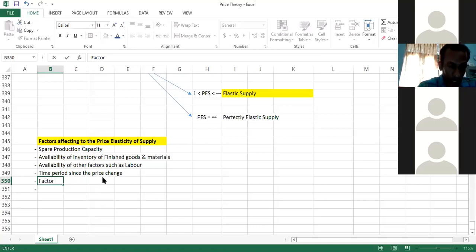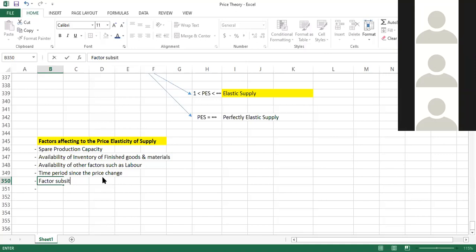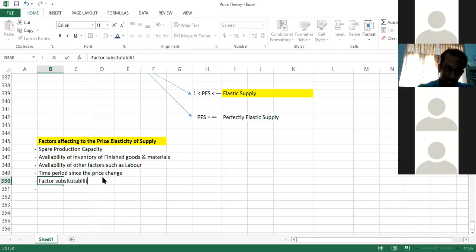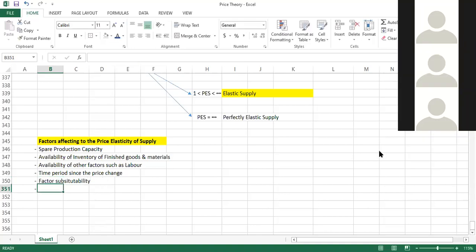Right. So that is called factor substitutability. If it is possible to substitute factors, then it is easy to increase the supply. But if it is not possible to substitute factors, even if the price increases, it is not possible to increase the supply if other resources are also not there. So these are the key factors that affect the price elasticity of supply.